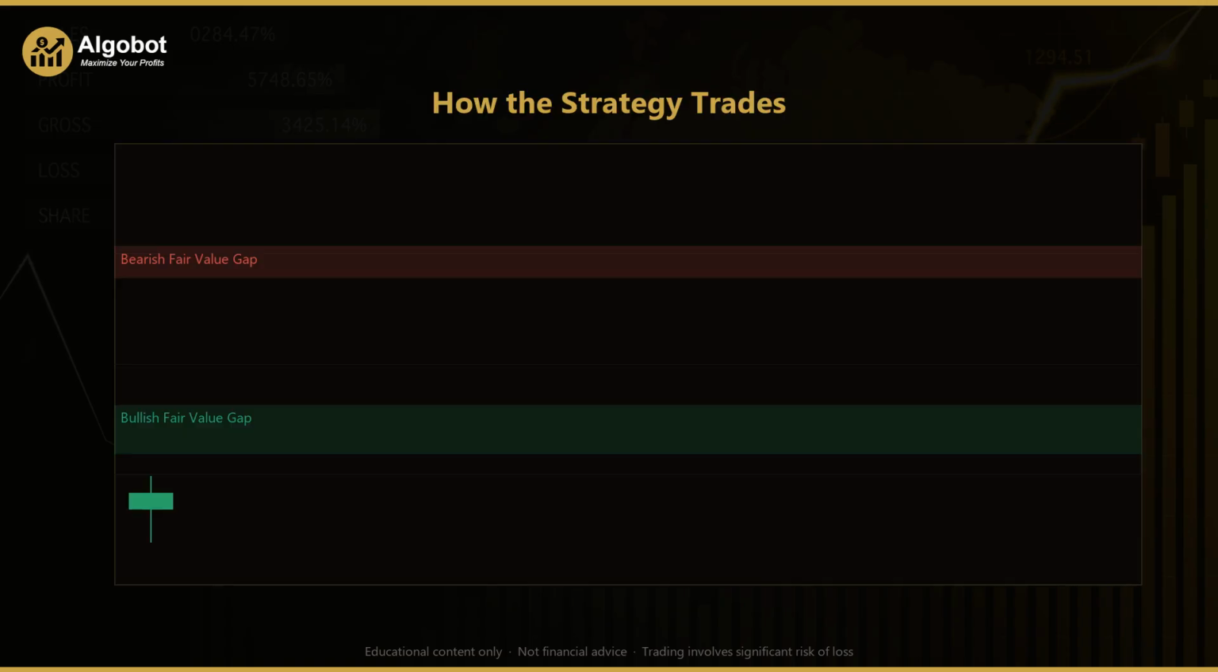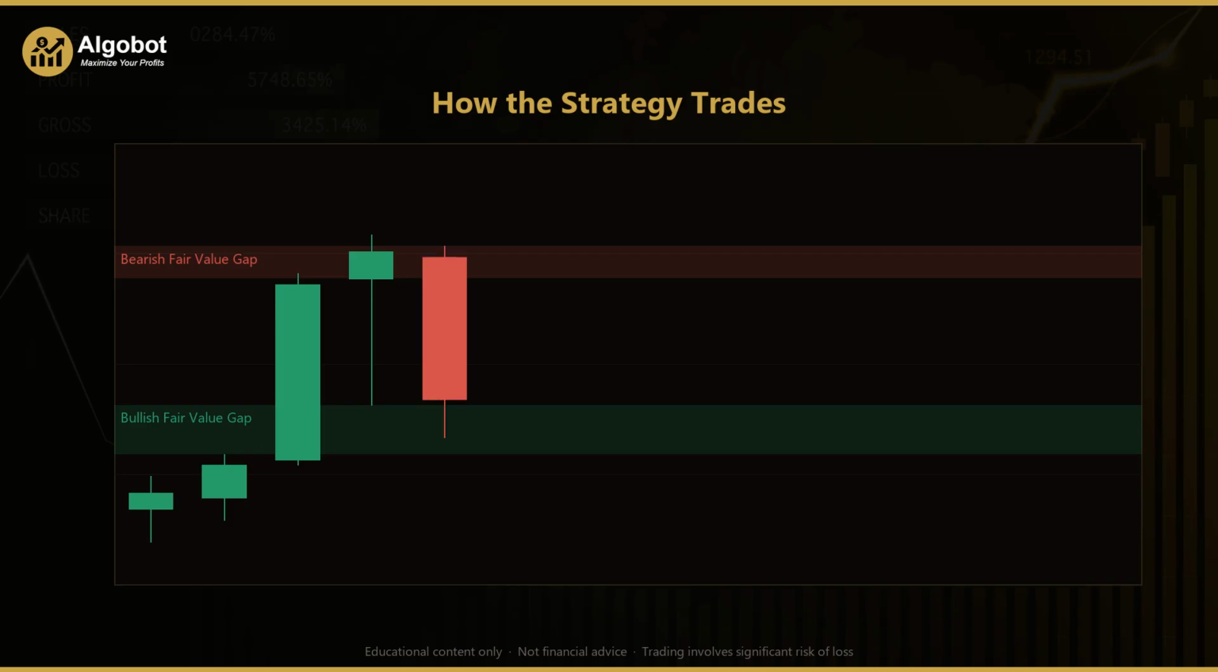Let's bring this to life on the chart in front of you. On the left, watch how a sharp bullish candle drives price higher so quickly that it leaves an untraded gap behind it. That shaded green band is the bullish fair value gap, the vacuum between the high of the first candle and the low of the third. Price then drifts back down and dips into that gap for the very first time.